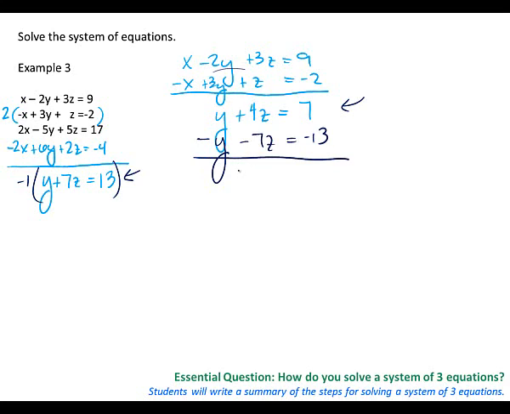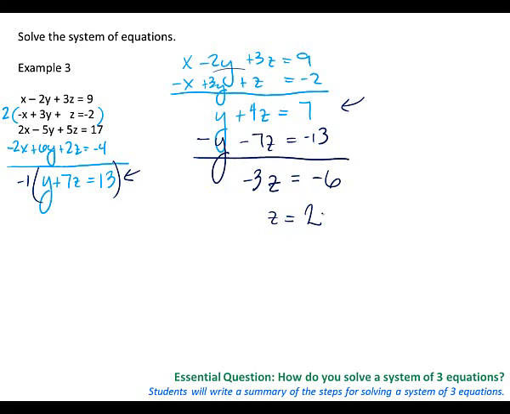Okay, the y's go away, that's why we planned it. 4z minus 7z is what? Negative 3z. Okay. 7 minus 13 is what? Good. What am I going to do to move the 3 to the other side? Good. So negative 6 divided by negative 3 is? 2.